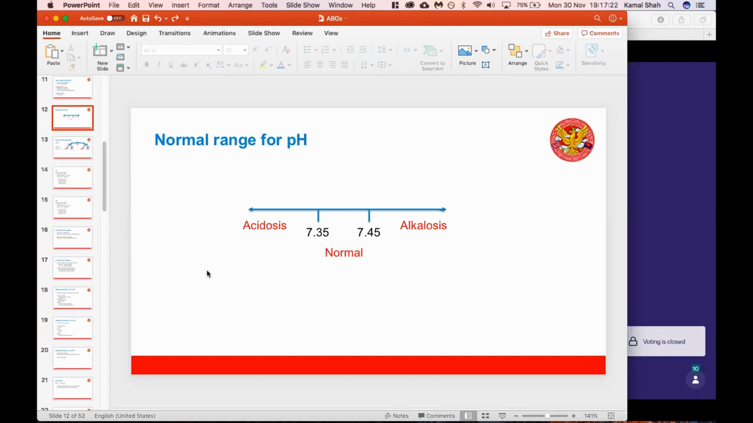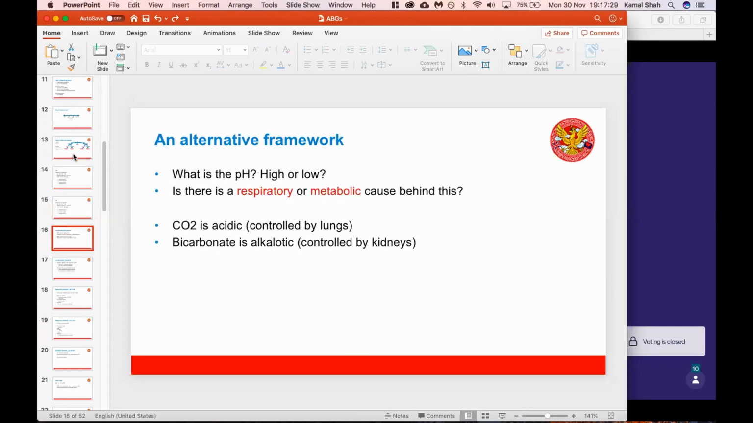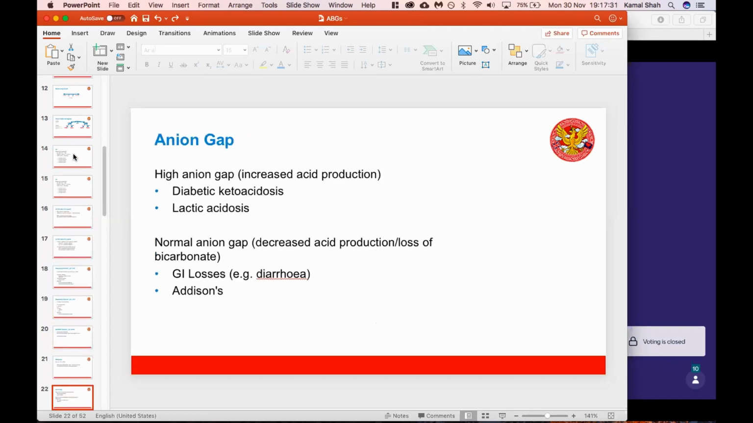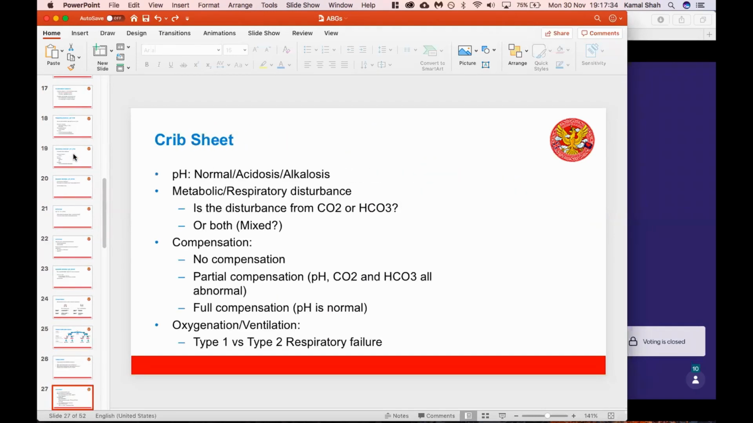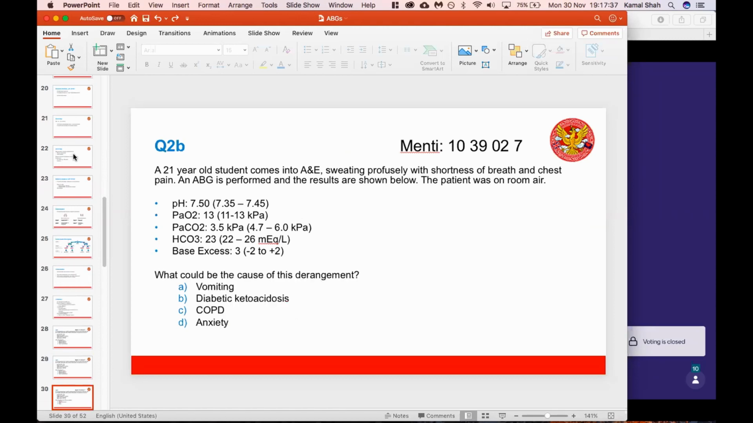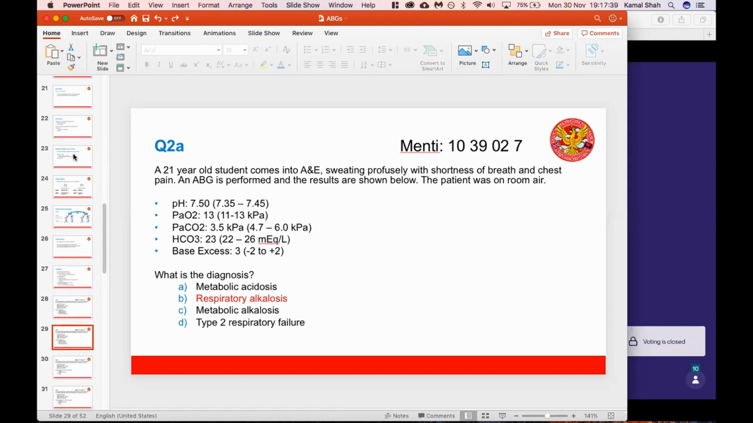Someone's asked, the base excess in the question was high, so how do we know that it's not metabolic? That is a very good question. The bicarbonate was completely normal in that question. And the carbon dioxide, sorry, I'm giving the answers. That's a very, very good question, but we know that the carbon dioxide explains this change, and the bicarbonate was completely in its normal range. So the one that best fits the answer is respiratory alkalosis.